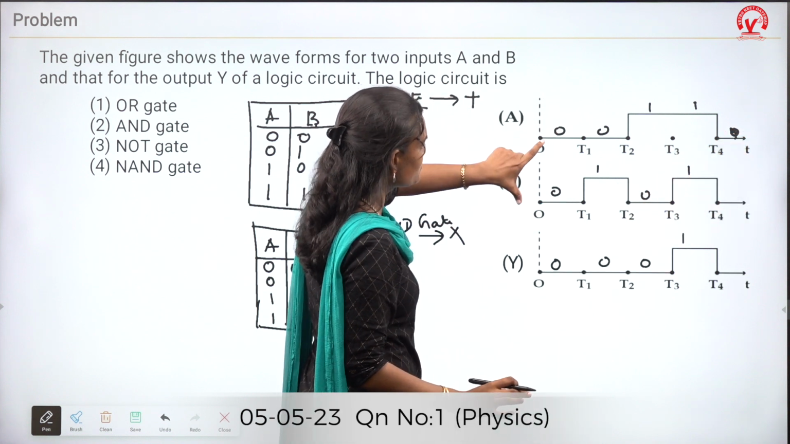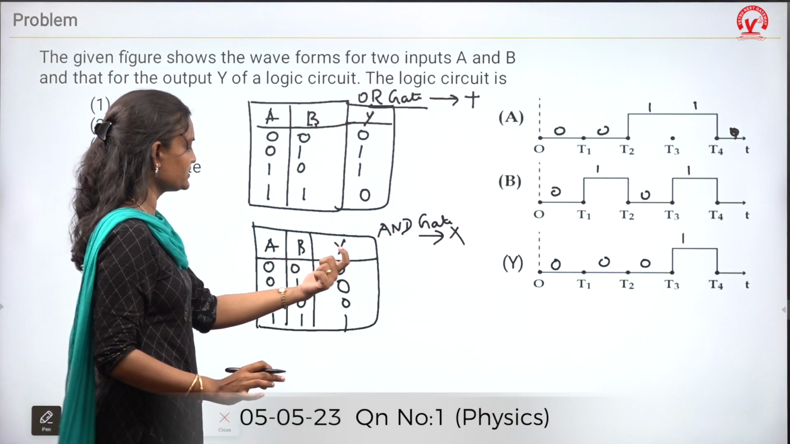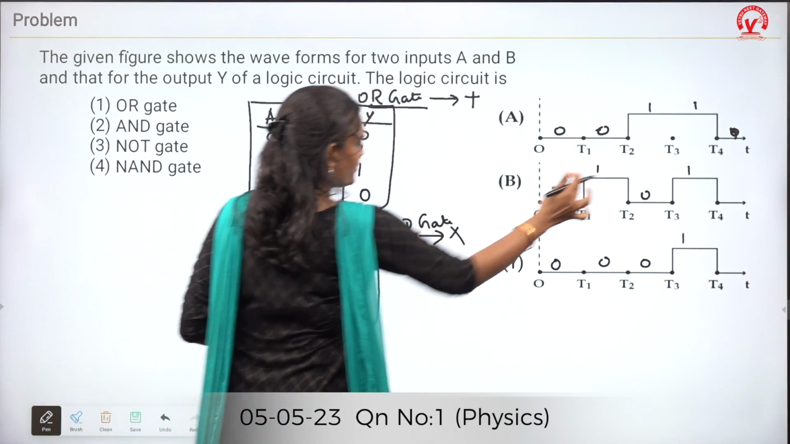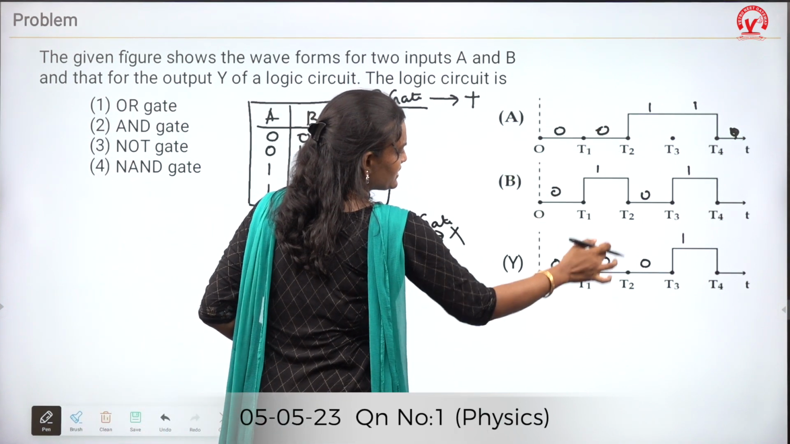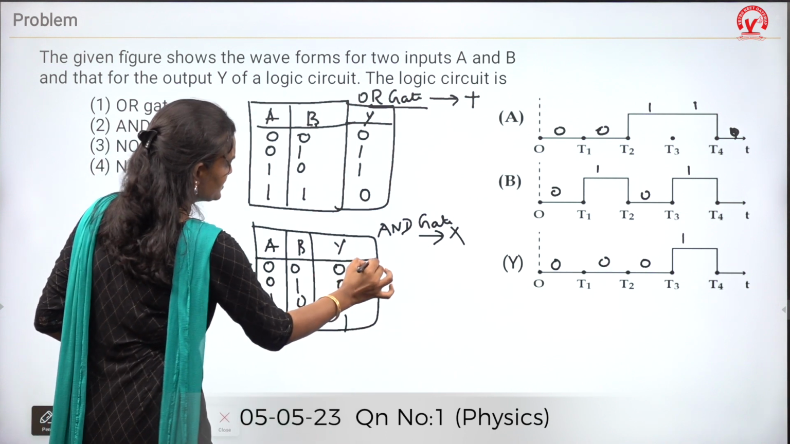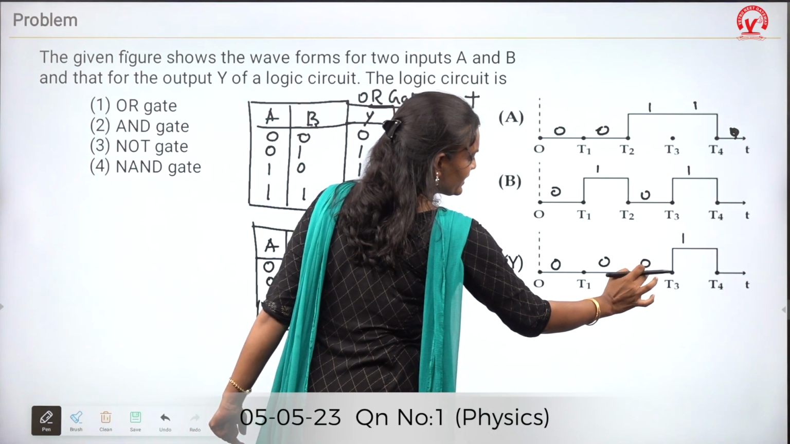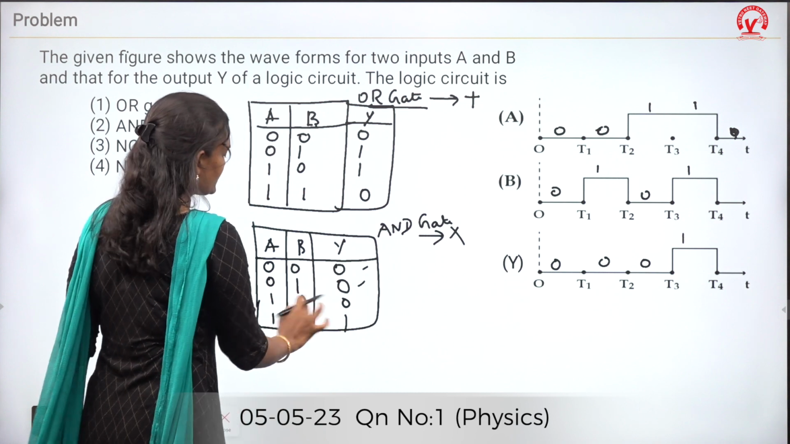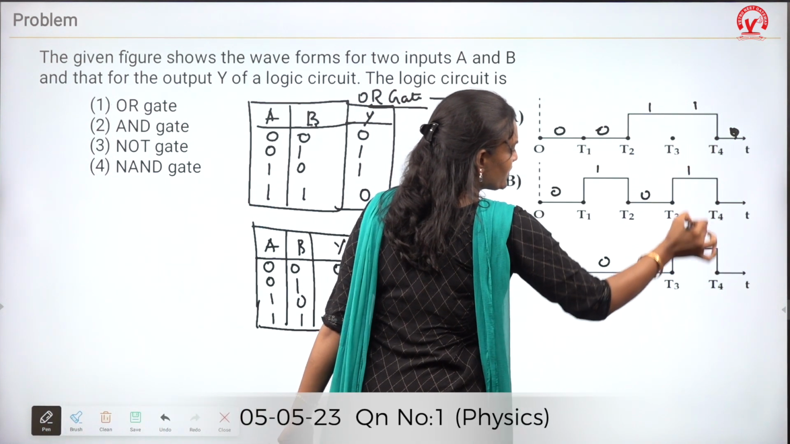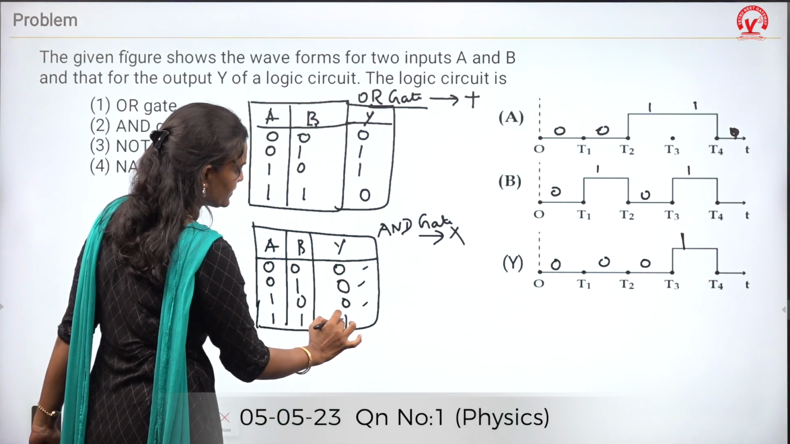Now we know that these two are inputs, so 0, 0 gives 0. Here we are having the output as 0, so this is correct. Now the input 0, 1 gives 0, and here also 0, so this is also correct. Now 1, 0 gives output 0, so it is correct. And 1, 1 gives the output as 1, so here also 1, 1 is equal to 1.